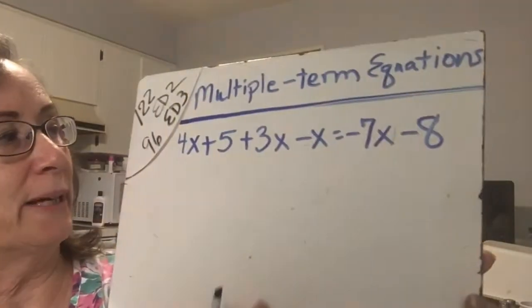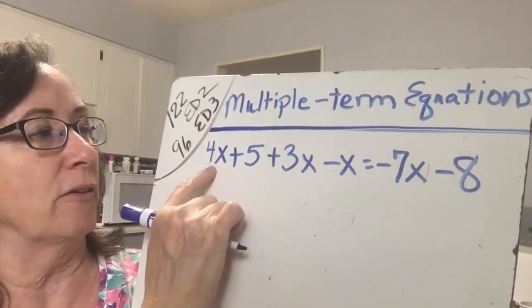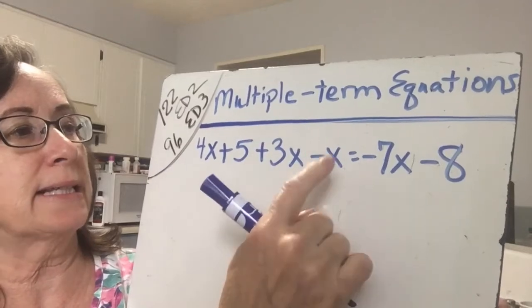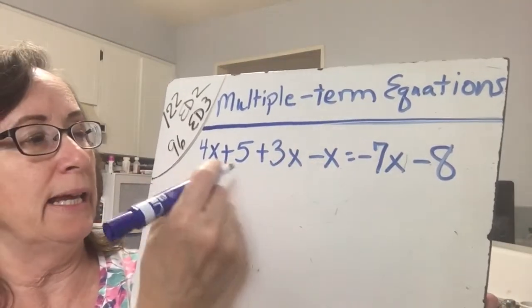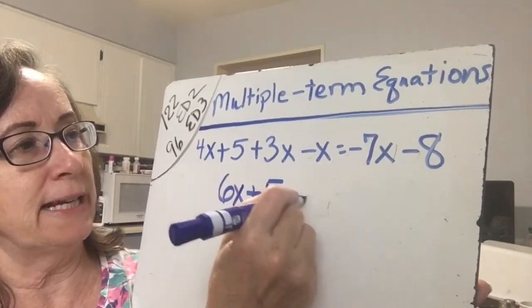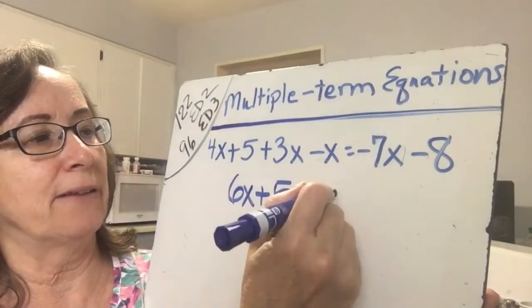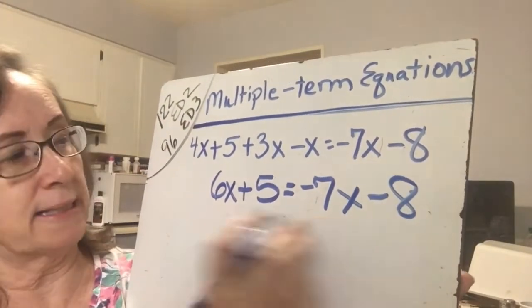Okay, so here we're going to get all of the x's together on one side. So 4x plus 3x minus x. So 4 plus 3 is 7. Take away 1 is 6x plus 5 on the left-hand side. And then a negative 7x minus 8 on the right-hand side.